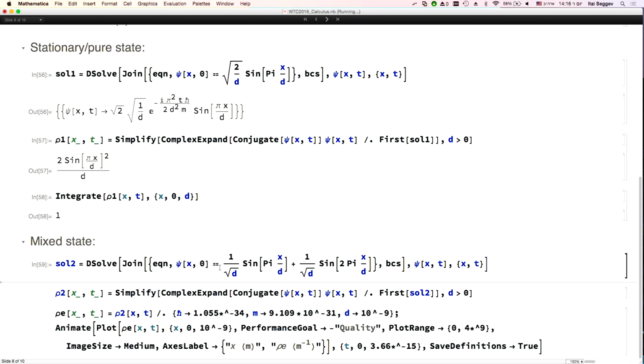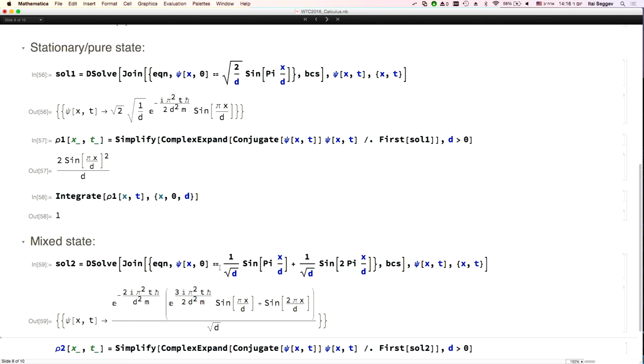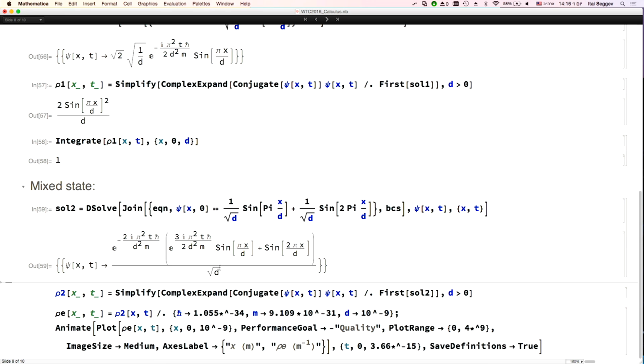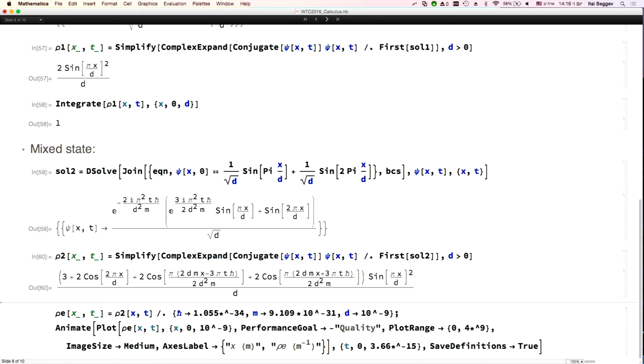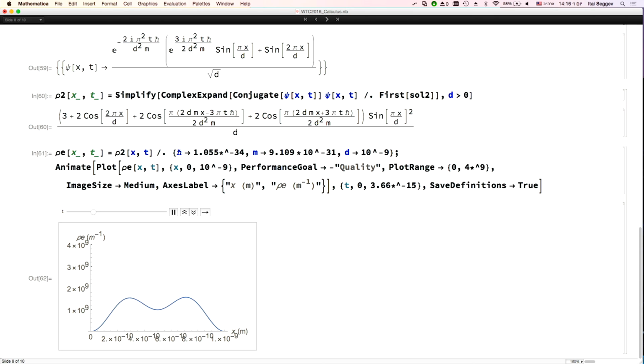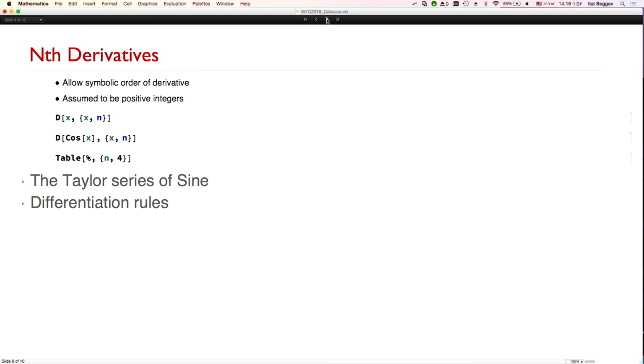But if we give it a sum of 2 eigenstates, or really any other function other than one of the eigenstates, now there's going to be non-trivial dependence in the mixture between the 2 states, and you can see that the probability density over time changes as the particle bounces back and forth between the walls of the box. Okay, so that is what's in 11.0.